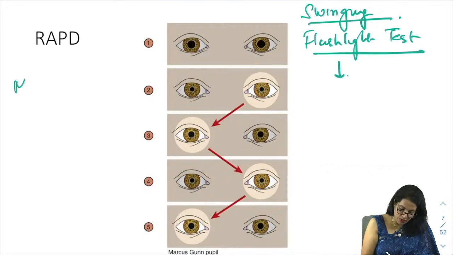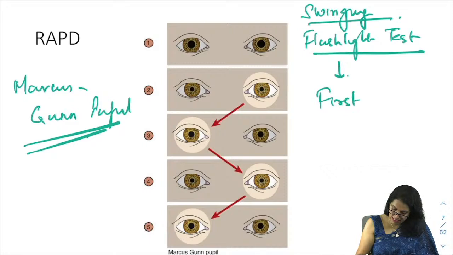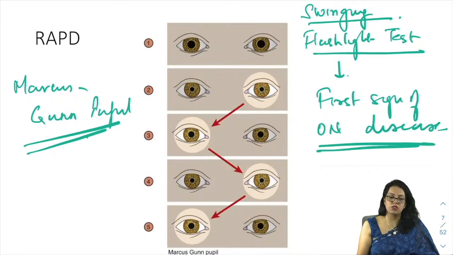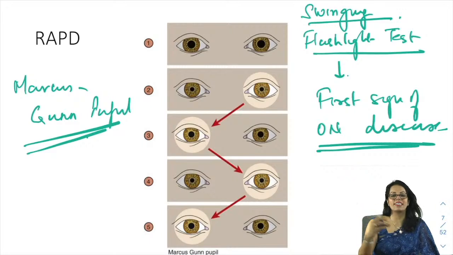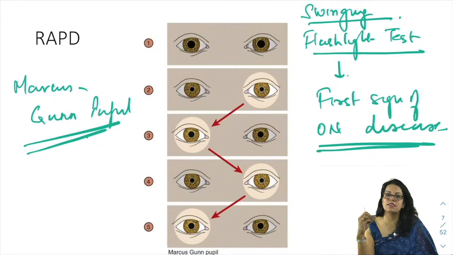What is the other name? We call it Marcus Gunn pupil. It is the first sign of optic nerve disease. Yes, Tanay, Horner's is seen in Pancoast tumor. Just revise the pathway of the sympathetic chain, because it goes through the apex of the lung. Any Pancoast tumor will affect the sympathetic chain and can lead to Horner's.